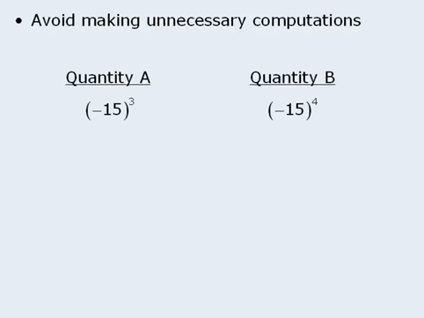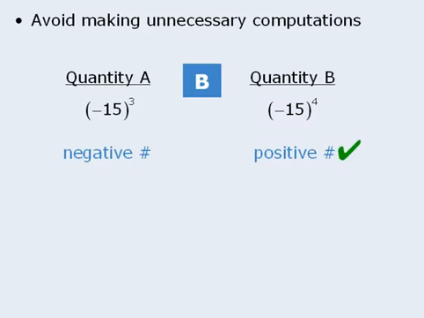For example, in this question, we need only recognize that since we have a negative number raised to an odd power in quantity A, the result must be a negative number. And since we have a negative number raised to an even power in quantity B, the result here must be a positive number. Since a positive number is always greater than a negative number, the correct answer is B. Notice that we were able to reach this conclusion without performing any lengthy calculations.